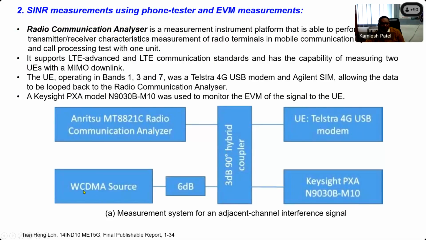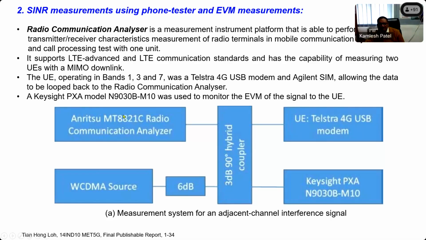Okay, and another signal generator, which is combined with the modulation assist technique, is the WCDMA source, followed by the 6 dB amplifier or the attenuator. So this particular signal is acting like an interfering signal. These two signals are combined with the help of a 3 dB 90-degree hybrid coupler and given to one of the user equipment, a Telstra 4G USB modem, and the signal which is being given to the UE is monitored with the help of a Keysight PXA signal analyzer.